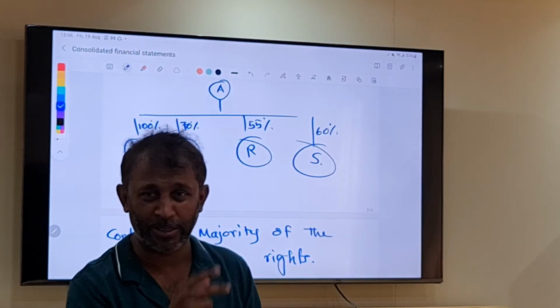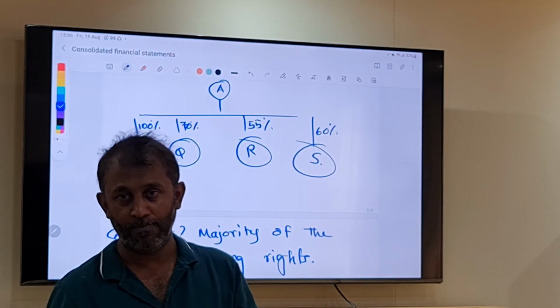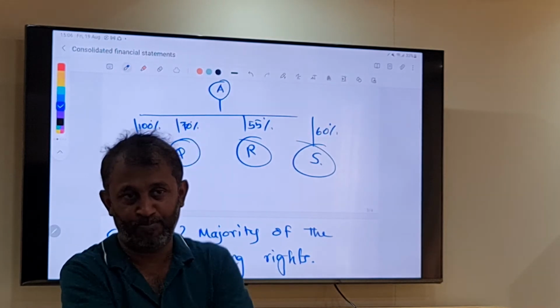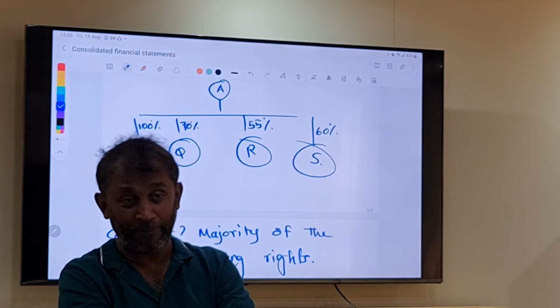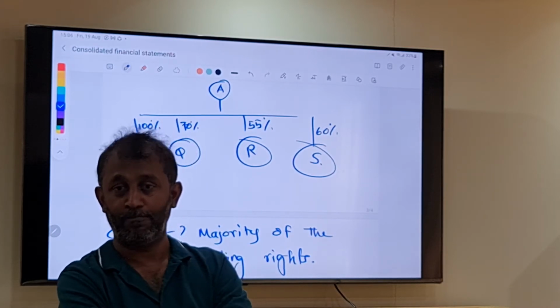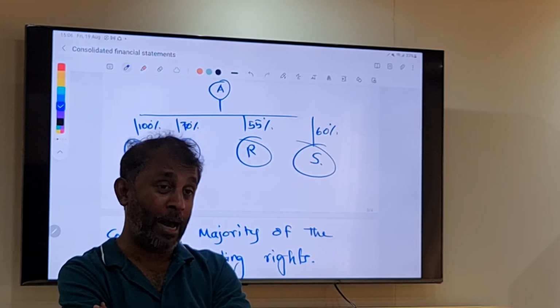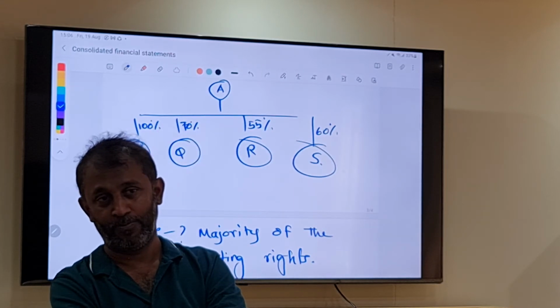If I twist the question now, in the same board of 10 people, if A has only 4 directors there, could A still have the control or not? It is possible. It is not necessary that you should have the voting rights in terms of percentage.